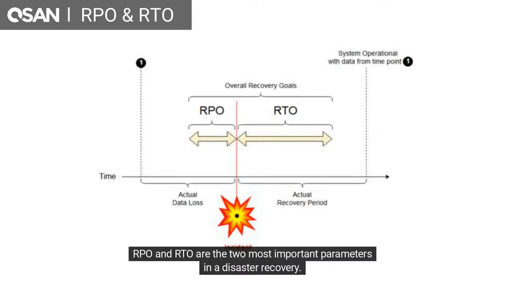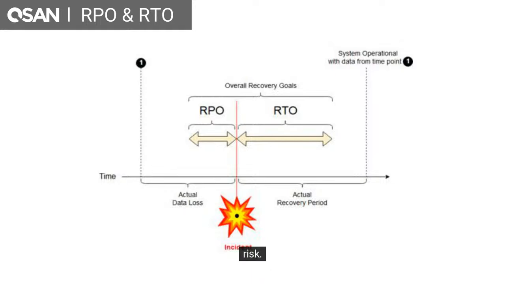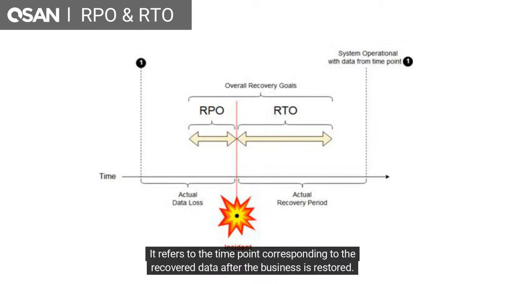RPO and RTO are the two most important parameters in disaster recovery. To achieve continuous data protection, you must understand these two key indicators that measure acceptable business risk. These goals can guide companies in choosing the best data backup plan. RPO refers to the maximum amount of data loss that the system can tolerate. It refers to the time point corresponding to the recovered data after the business is restored.